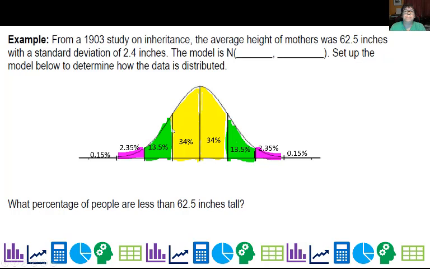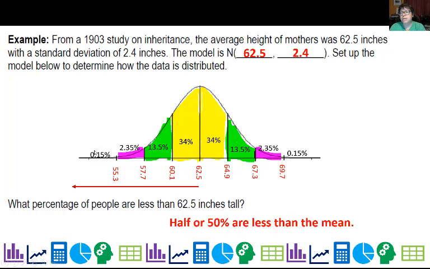So in this first example, a 1903 study on inheritance, the average height of mothers was 62.5 inches with a standard deviation of 2.4 inches. So the normal model is 62.5 and 2.4. You can draw the model by putting 62.5 there and then going 2.4 away every time. All right. What percentage of people are less than 62.5 inches tall? Well, I really don't have to do any math. It's half the curve. It's 50% who are less than the average.